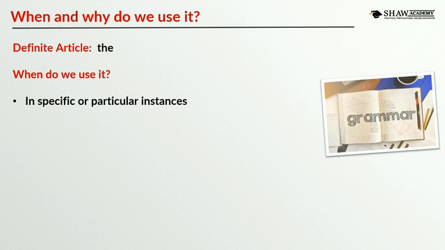Mohammed is asking what consonants are. Mohammed, consonants are just the other letters. So we've got vowels and we've got consonants. Vowels are A, E, I, O, U, and then the rest of the letters are consonants. So that's what consonants are.